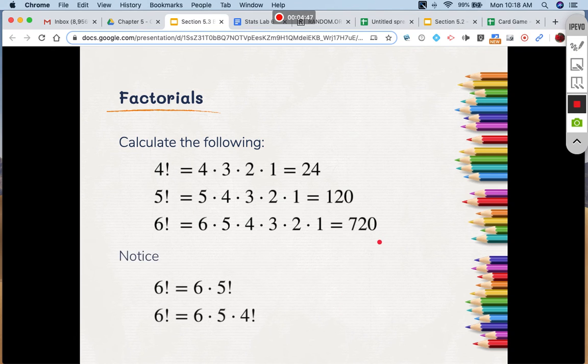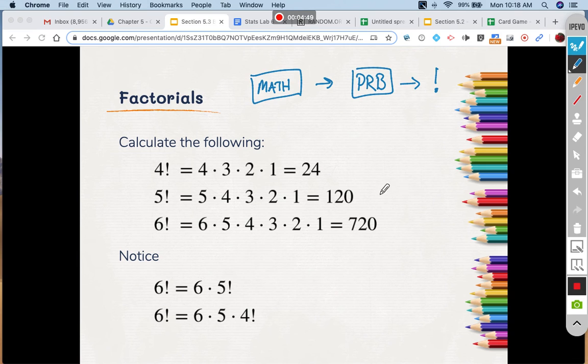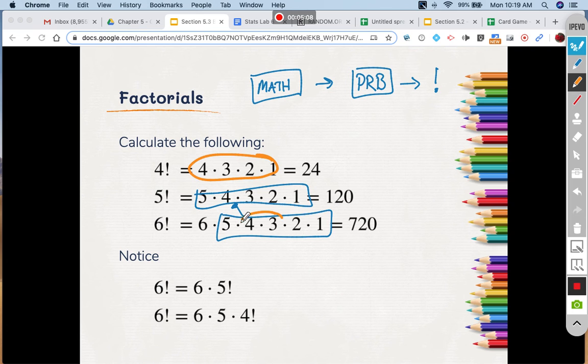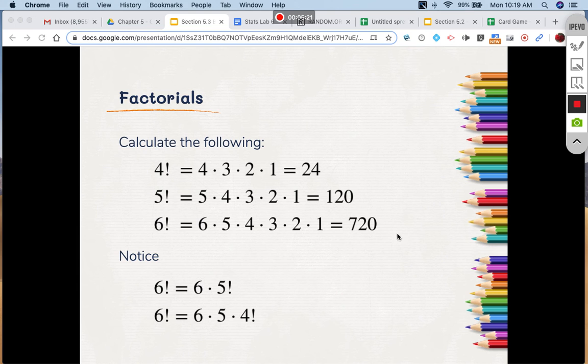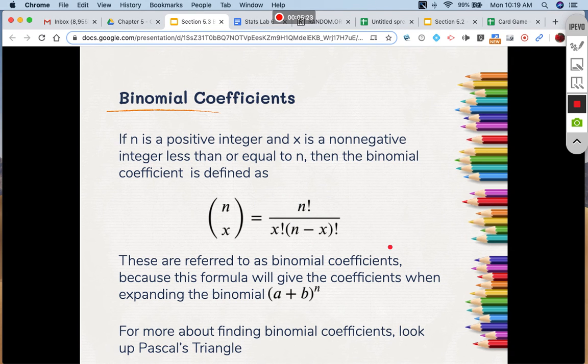But the other thing, notice, when we took 6 factorial, it's just 6 times 5 factorial. Or 6 times 5 times 4 factorial, since 4 times 3 times 2 times 1 is 4 factorial. So sometimes when you know one factorial, it can help you find the other ones. We make use of that in some of our formulas.